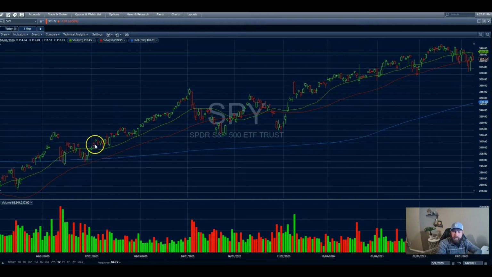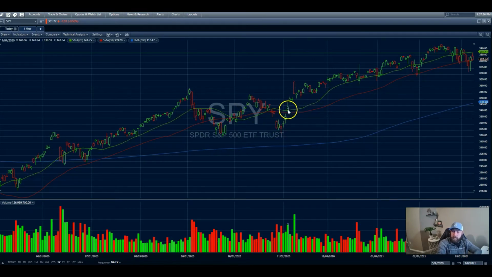So like right here, for example, you can see we broke up above it, it pulled back, bounced off of it, pulled back slightly, didn't quite hit it, and then we broke below it right there, and then it tried to get back up above it, and it acted as resistance, so it pulled back again before we finally broke back up above it, and then breaking back down again.